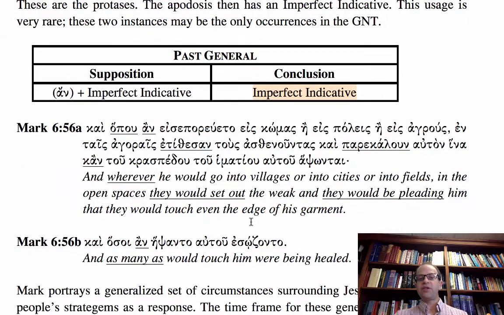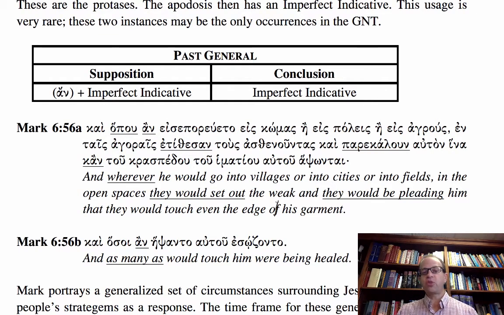And so here in these two instances, which may be the only instances in the New Testament, Mark is trying to convey that something that was happening generally would result in a conclusion. And so these were general things that were always happening given these scenarios. And so given these suppositions, these conclusions were generally following.